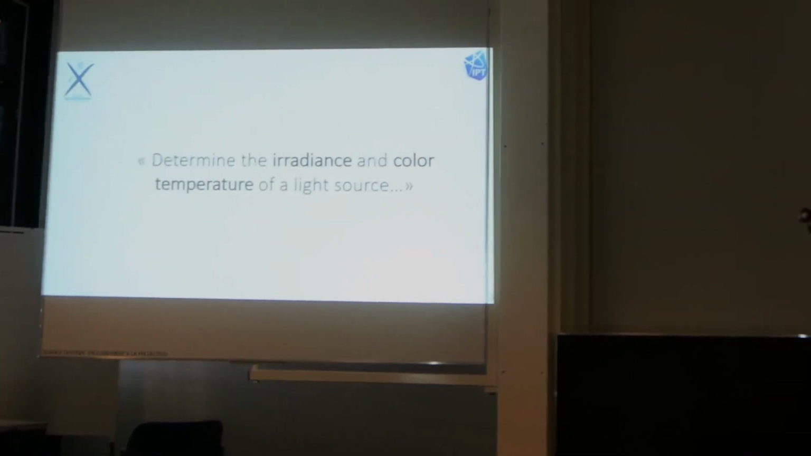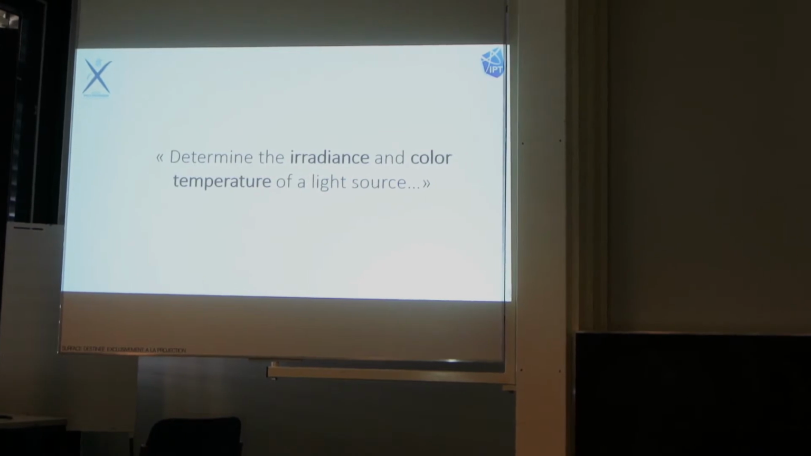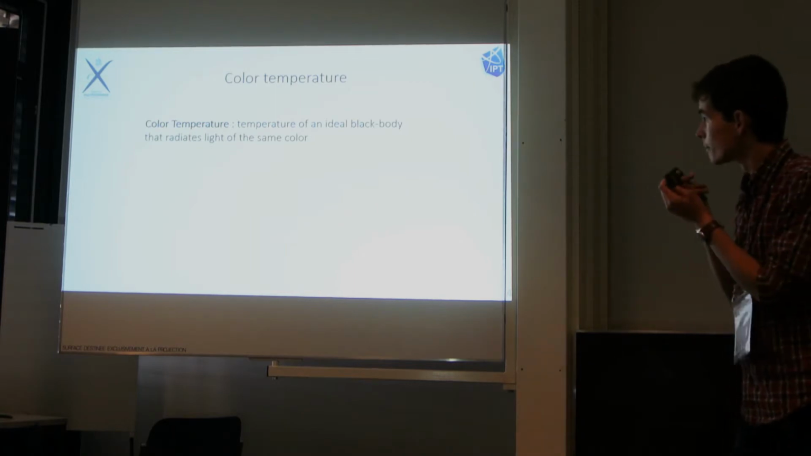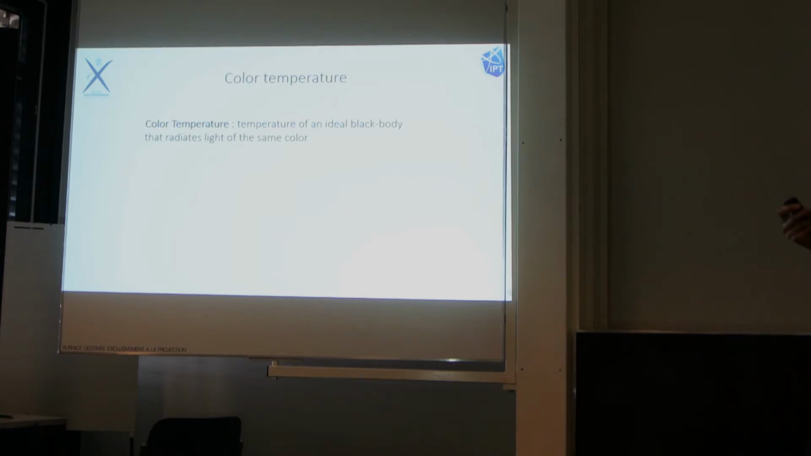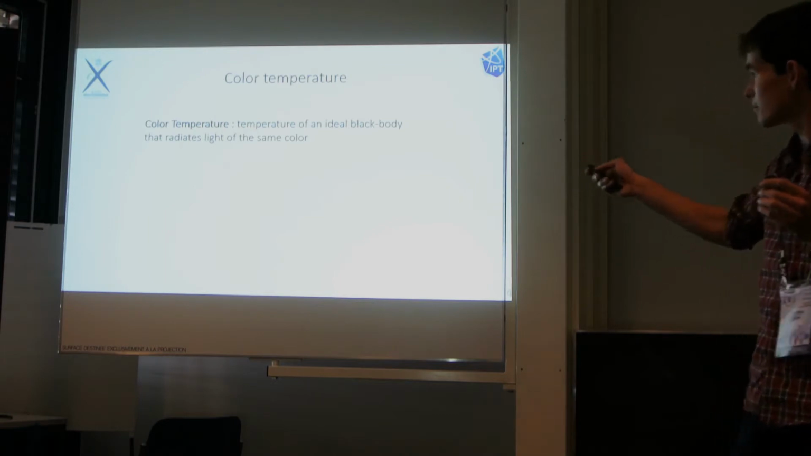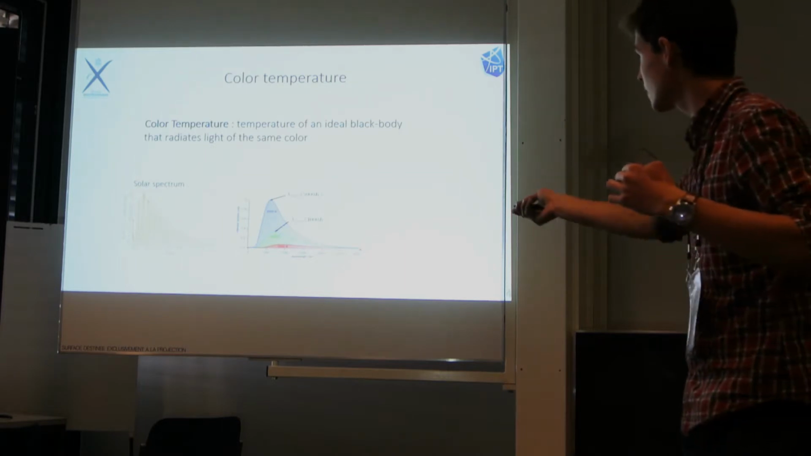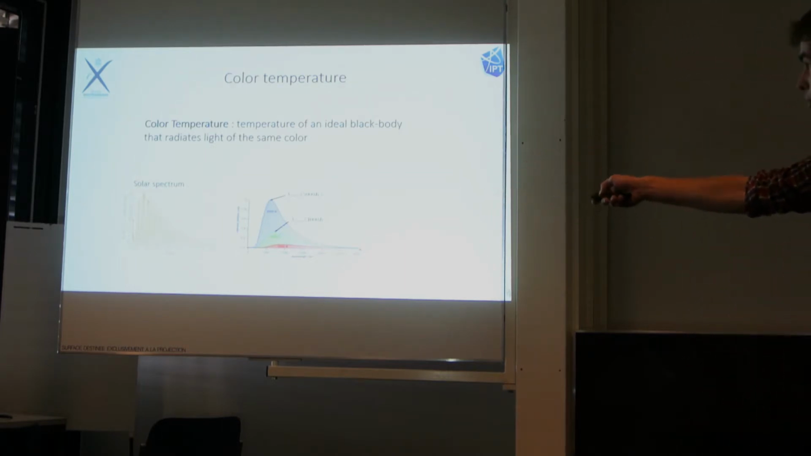So now we need first to determine irradiance and color temperature of a light source. So what are these parameters? Color temperature, we choose a definition: it is the temperature of an ideal black body that will radiate light of the same color. Because we know that a black body has a wavelength which is linked to its temperature by Wien's law. And we will use this to define the color temperature.